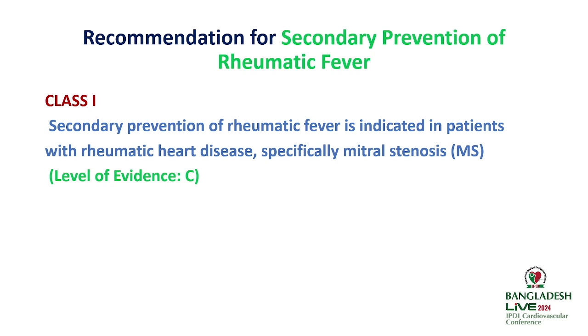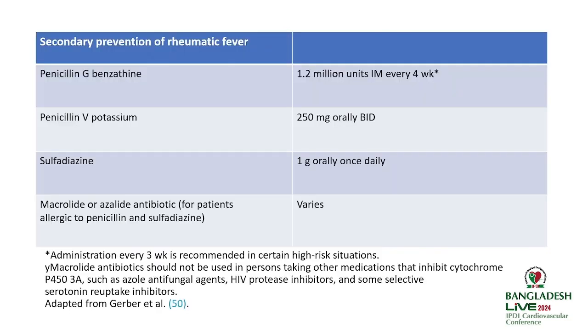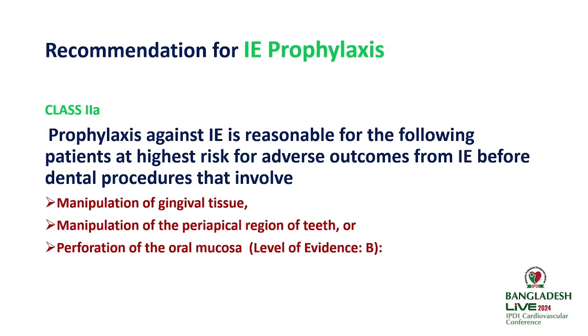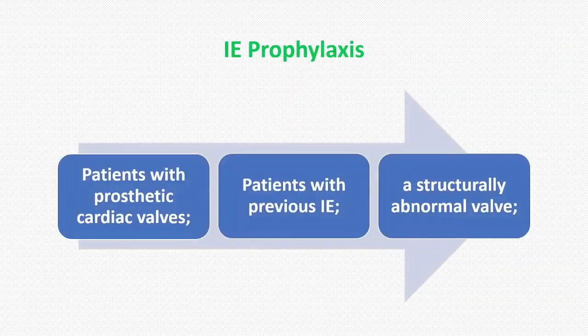The secondary prevention of rheumatic fever is done in the patients with rheumatic heart disease, especially in mitral stenosis. This chart shows the prophylactic drugs and the duration of the prophylaxis. And infective endocarditis prophylaxis is also done in patients at high risk of adverse outcome with infective endocarditis before any dental procedure, which involves patients with prosthetic cardiac valves, patients with previous infective endocarditis, and structurally abnormal valves.